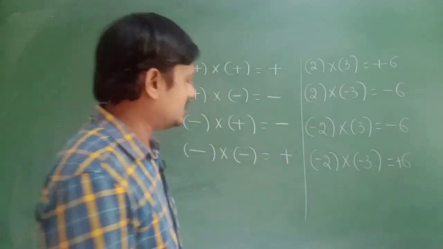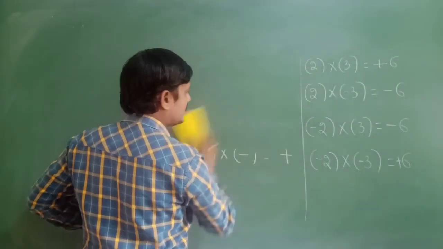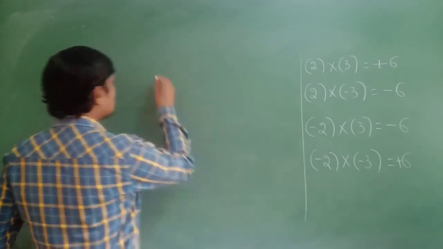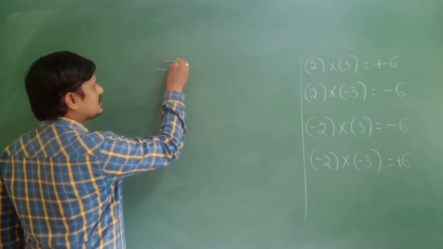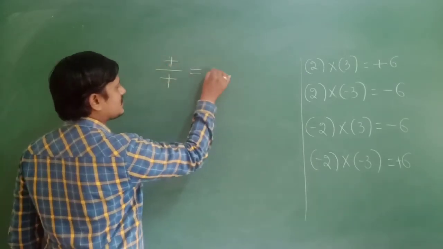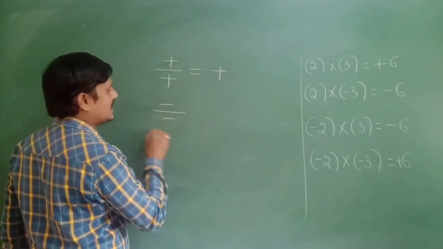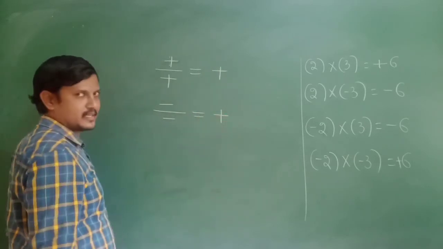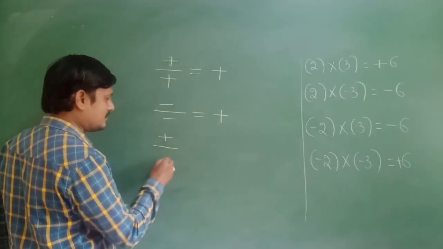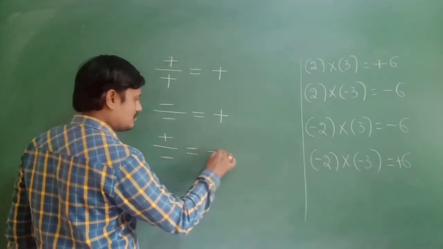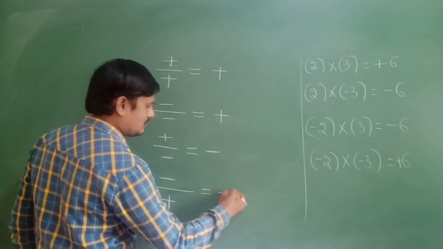The same thing applies in division also. Just remember the signs in division also. Plus divided by plus is plus only. Next, minus divided by minus is plus only. It is also the same as multiplication. Plus divided by minus is minus, or minus divided by plus is minus, right?